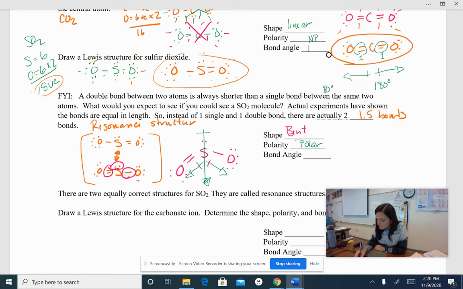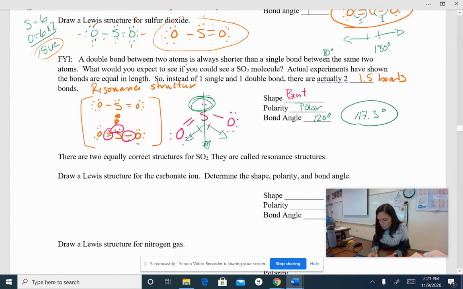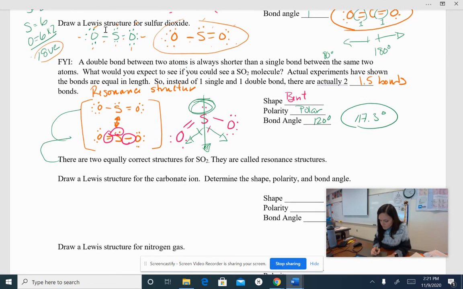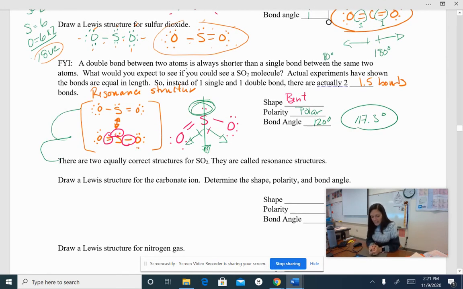And the bond angle, remember we started with a trigonal planar. So trigonal planar has a normal bond angle of 120. But remember, these lone pairs take up a little bit extra space and they smush the other bonds down. So when we're all said and done, we're going to have a bond angle of about 117.3. Okay? So these 2 structures are equally correct for sulfur dioxide. They are called resonance structures.